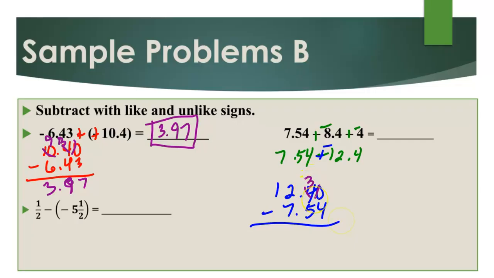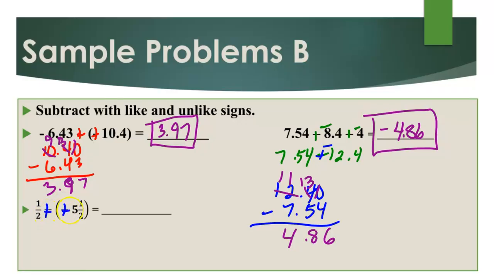Borrow. 10 minus 4 is 6. Borrow from here. So this is 11. 13 minus 5 is 8. 11 minus 7 is 4. So we have 4.86. And for this one, because 12.4 was bigger than 7.54, we go with the sign of the 12.4, which is negative. So the answer would be a negative 4.86. And our last one, add the opposites. So we're just combining these. So 5.5 plus half would give us 6.